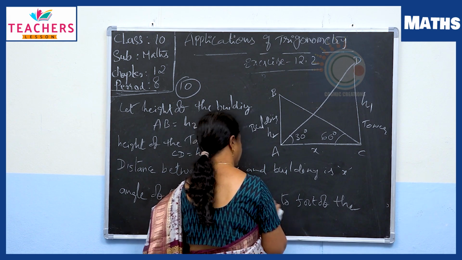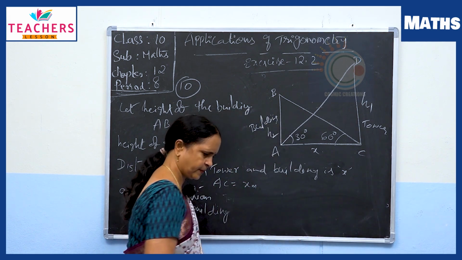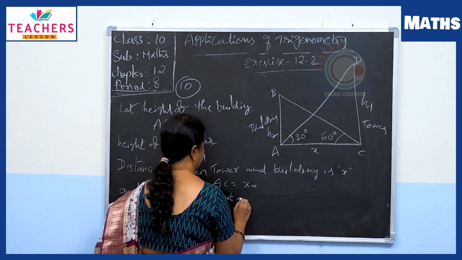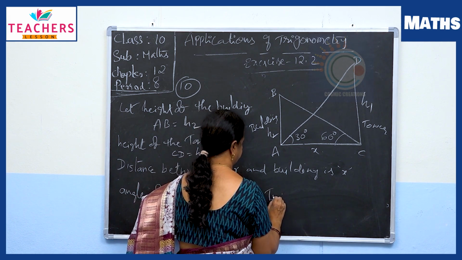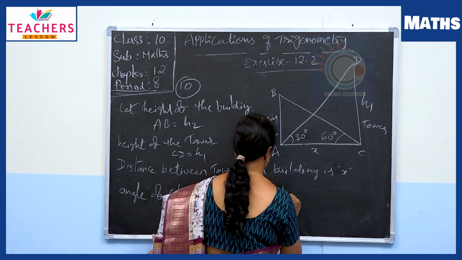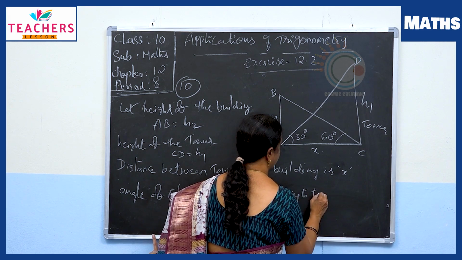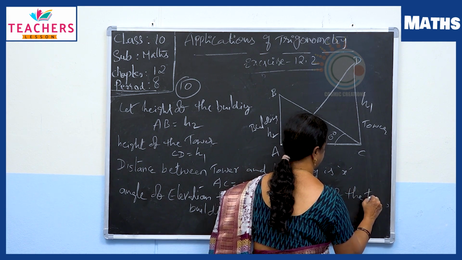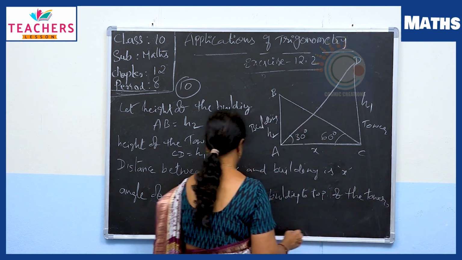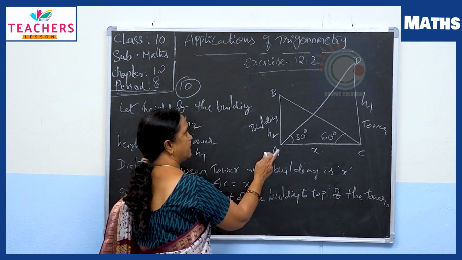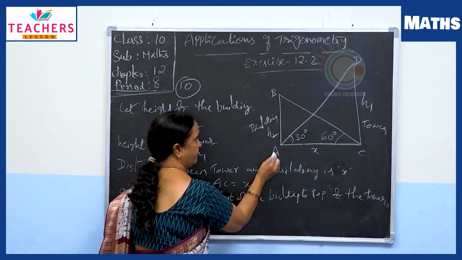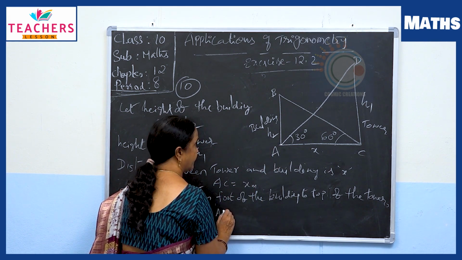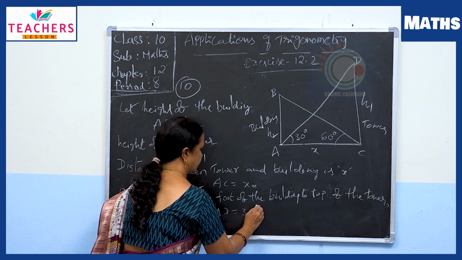It is better to write foot of the tower to elevation. That's why I am writing: foot of the building to top of the tower is 30. Angle CAD is equal to 30 degrees.